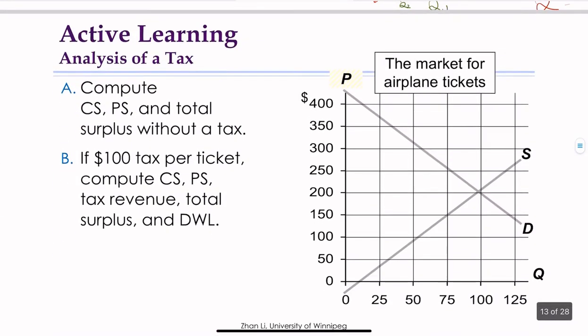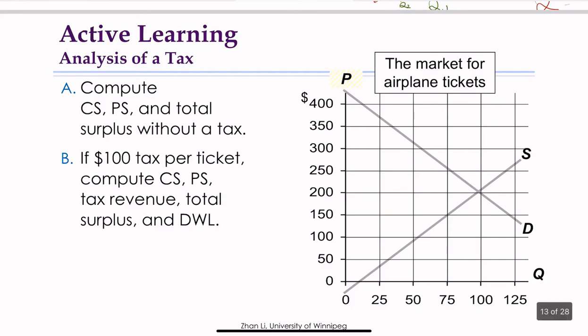Okay, let's finish this very simple exercise. So we're looking at the market for plane tickets. First, compute consumer surplus, producer surplus, and total surplus without a tax. Oh, this is easy, right?